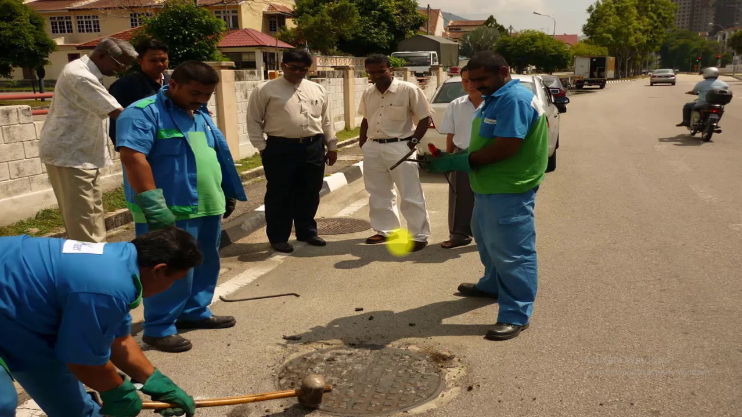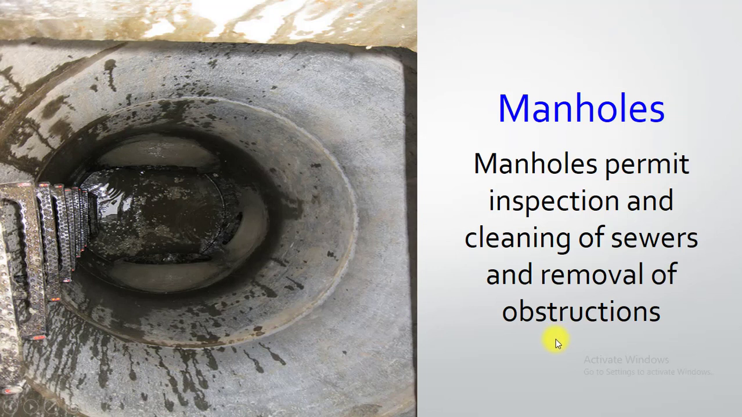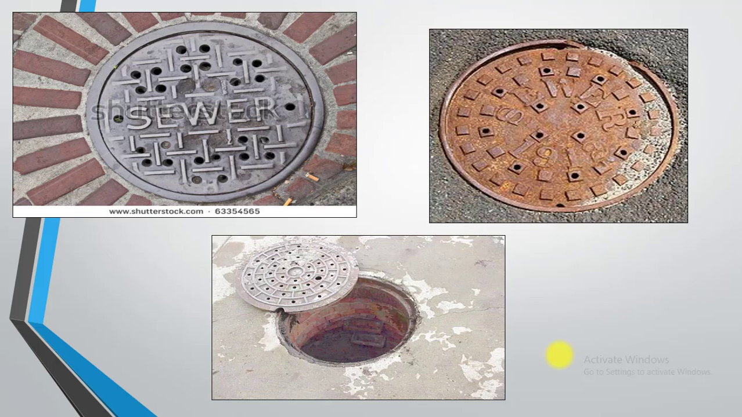Here you can see that some maintenance is being done for sewers, and the maintenance is taking place in the street through access points. We call them manholes. So what are the manholes? Manholes are those points that permit the inspection and cleaning of sewers and removal of obstructions. Through these manholes, workers can enter and access the pipelines to do any maintenance and cleaning works. So these are some shapes of the manholes.